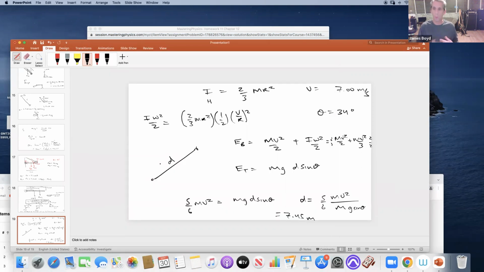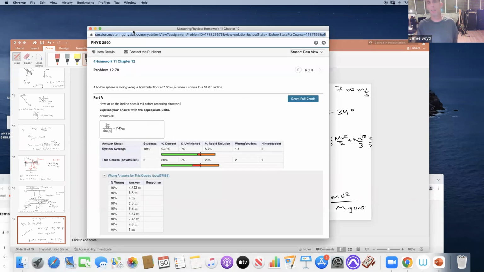Remember that it can roll. So the kinetic energy is linear plus rotation, but turn that rotation into mv squared with some coefficient out front. The energy at the bottom is kinetic energy. The energy at the top is potential energy of gravity, mgh, but h becomes d sine theta. And that's it for this chapter's homework.